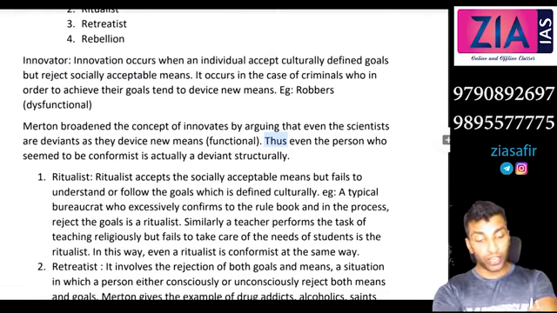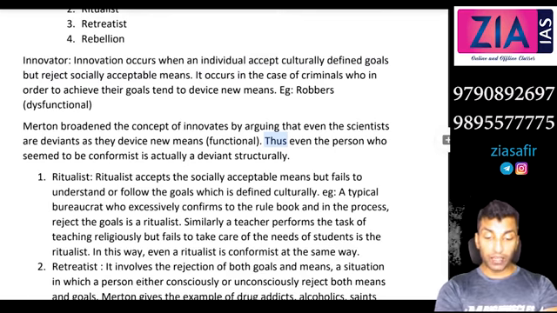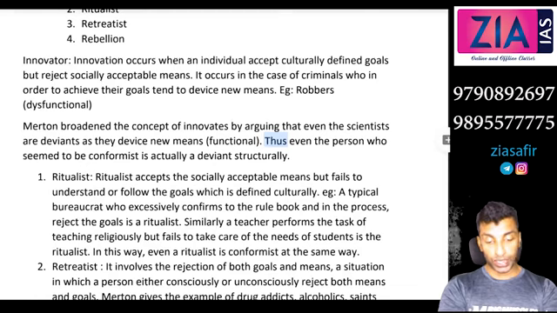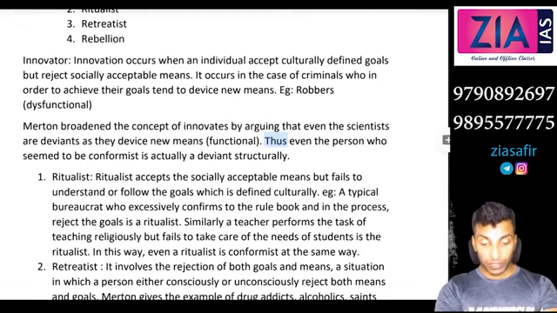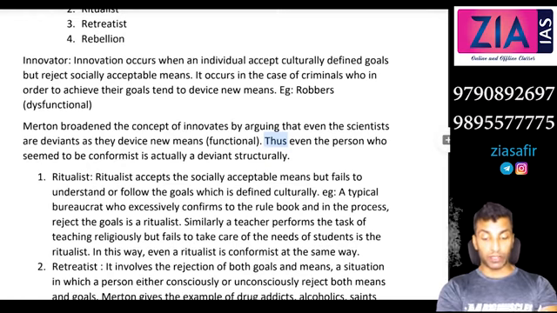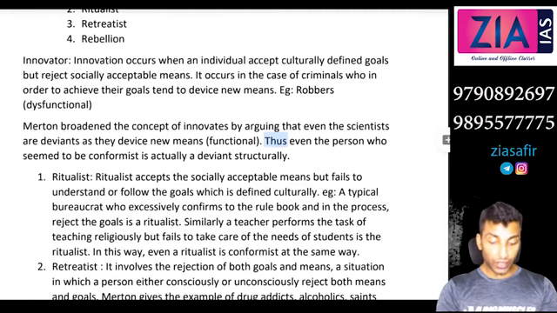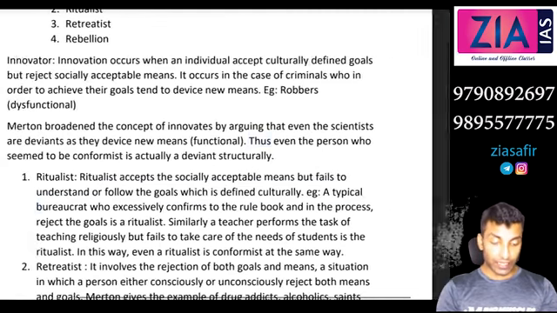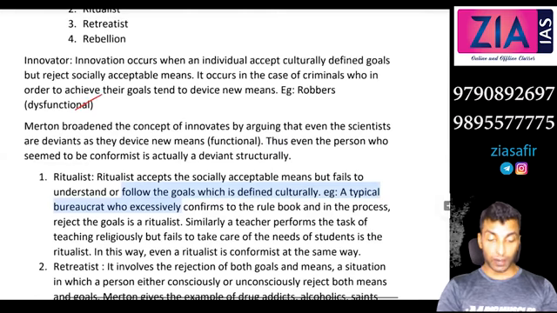Innovation occurs when an individual accepts the culturally defined goals but rejects the socially acceptable means. It occurs in the case of criminals who, in order to achieve their goals, tend to devise new means, like robbers. You also need to write that this is dysfunctional. So innovation can be functional as well as dysfunctional. The first case is dysfunctional.